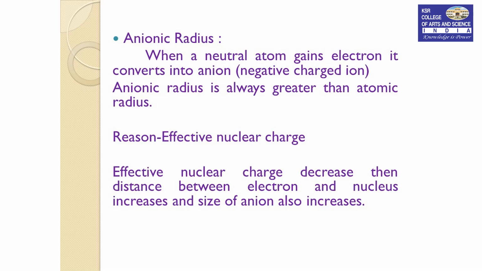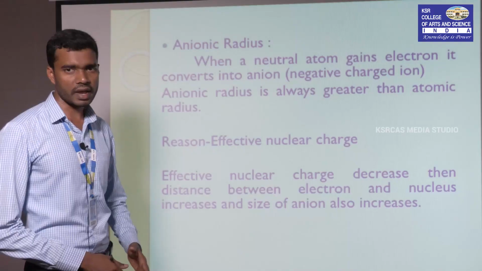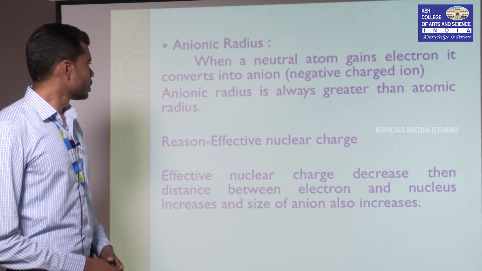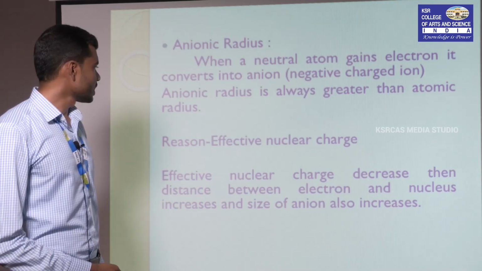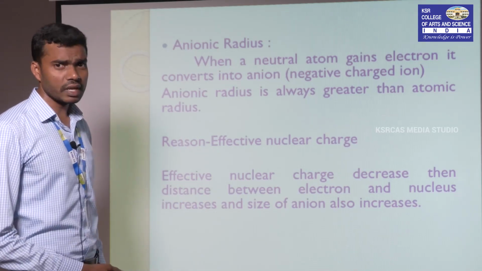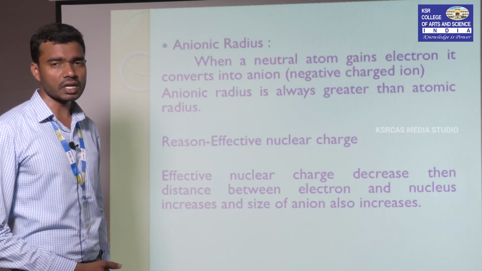When a neutral atom gains electrons, it converts into an anion. Anion means a negatively charged ion. So usually the anionic radius is always greater than the parent atom. Reason: effective nuclear charge. Usually the effective nuclear charge is very low, which means its atomic radius is very high.